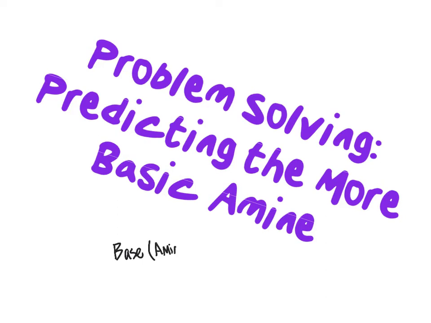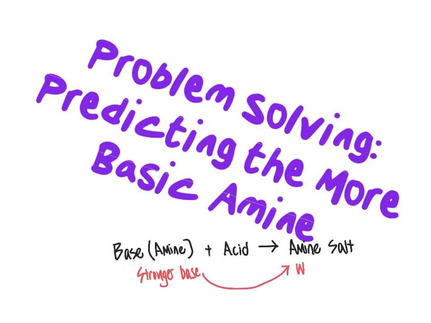where we reacted a base, an amine, with an acid to give the amine salt, what we saw was that the stronger the base that we started with, the weaker, more stable the amine salt product was. And so we use that as a way of determining how basic different amine groups are.